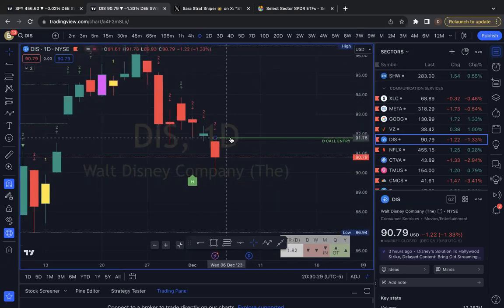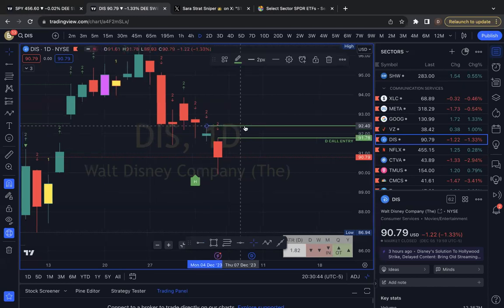This is our daily call entry. We're not playing it to the downside. Our plan is to play it to the upside for a 2-2 rev. So we're not going to chart puts. So this is our daily call entry. The next closest candle's high is right here. So this would be our price target.